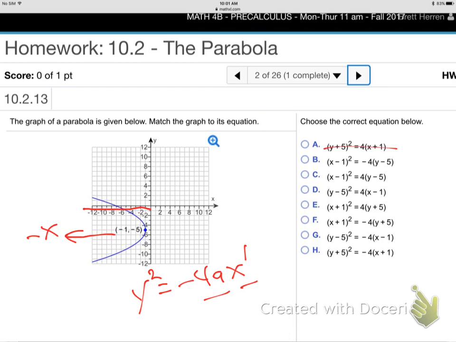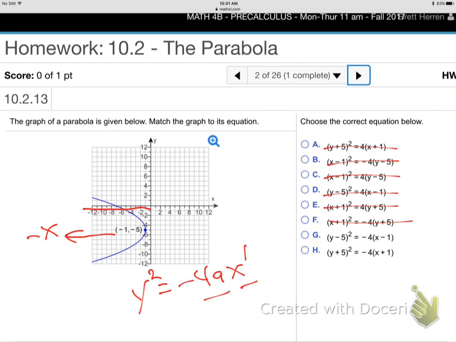This one's got positive, he's out. This one's got y to the first, he's out. Y to the first, he's out. This one's positive. See how I'm eliminating them all? This one's y, this one's y. Okay, we're down to G and H. They're the only two left. They're the only two that have negative x to the first. Good so far?